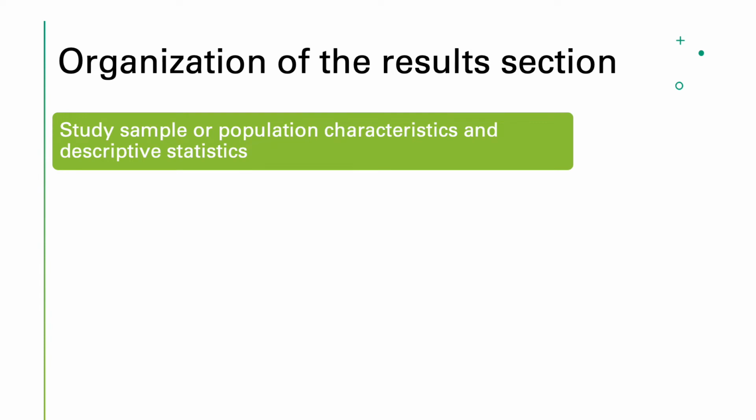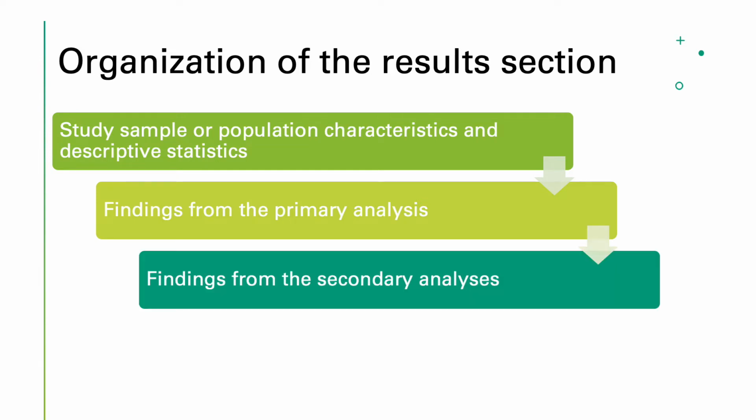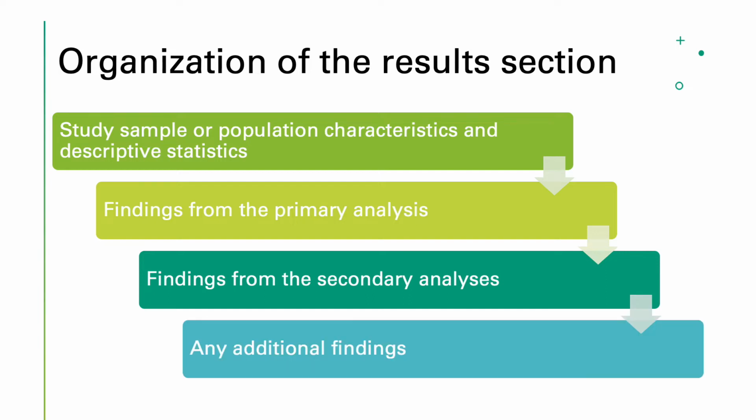So presenting the findings in the results section in the same sequence as the statistical methods can improve the flow of the paper. So in general, the results section has the following order: the study sample or population characteristics and descriptive statistics, followed by the findings from the primary analysis, followed by the findings from the secondary analyses, and lastly, any additional findings that may be important to the understanding of the study.